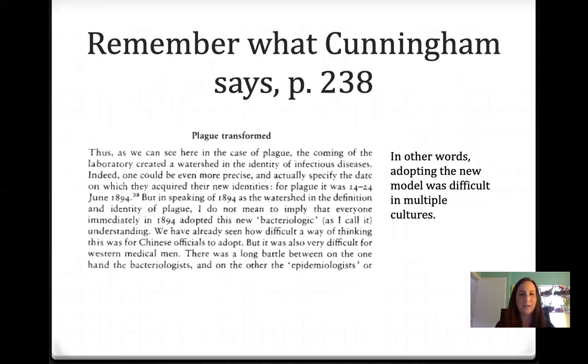But in speaking of 1894 as a watershed in the definition of identity of plague, I do not wish to imply that everyone immediately in 1894 adopted this new bacteriologic, as I call it, understanding. We have already seen how difficult a way of thinking this was for Chinese officials to adopt, but it was also very difficult for Western medical men. So again, just because you have a scientific discovery doesn't mean that medicine changed right away.